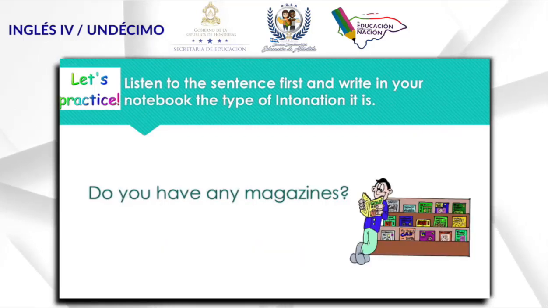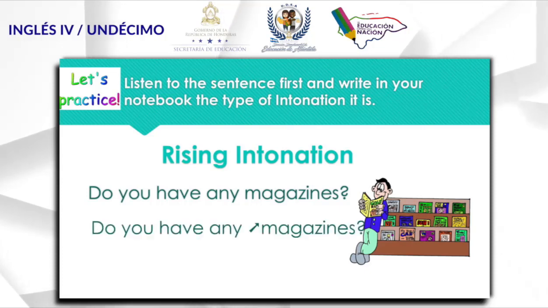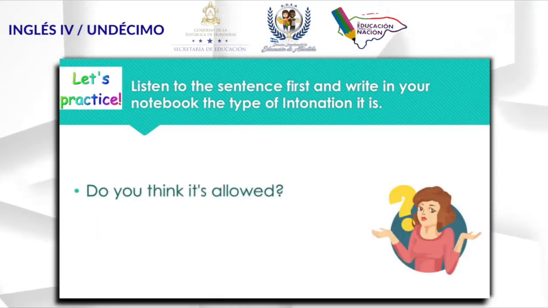Next sentence. Do you have any magazines? What type of intonation is it? Rising intonation. Good job. And where do we have rising intonation? In magazines. Good. Do you have any magazines? Good job, guys. Next one.